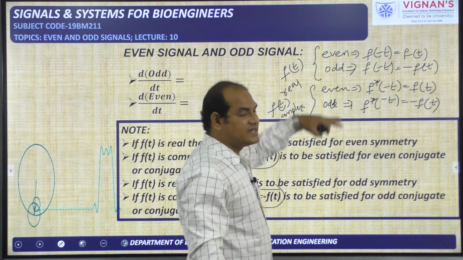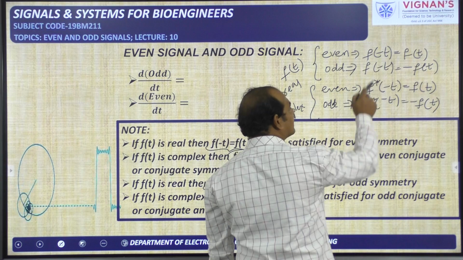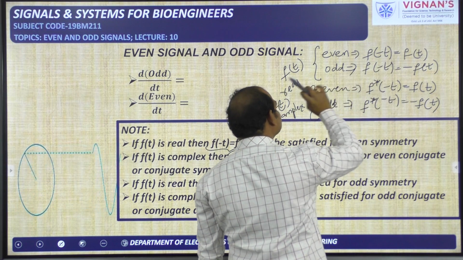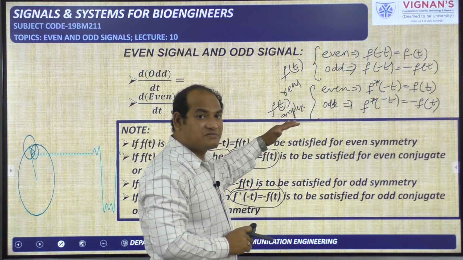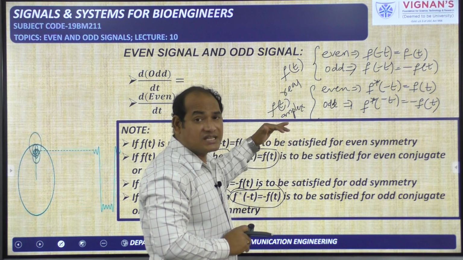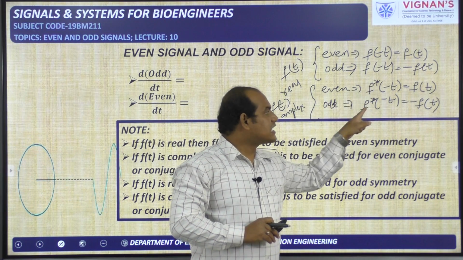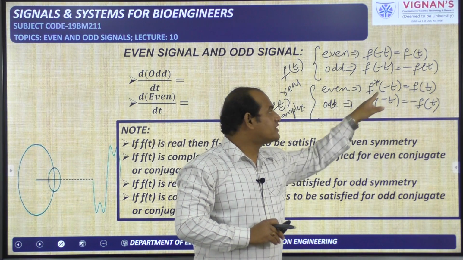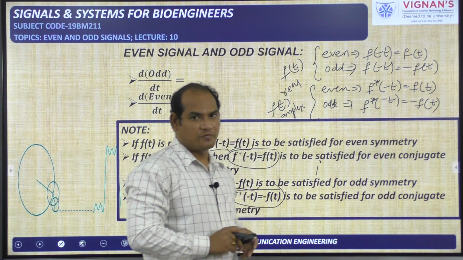If you observe these conditions, without this conjugate, without this star mark, these two conditions are same, whether the signal is real or complex. So for the complex signals, the extra thing we have to provide is this conjugate only, and that conjugate you need to take whenever the time reversal operation is available. So simply we can remember that one.